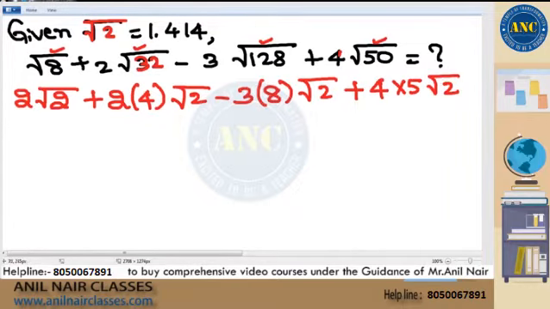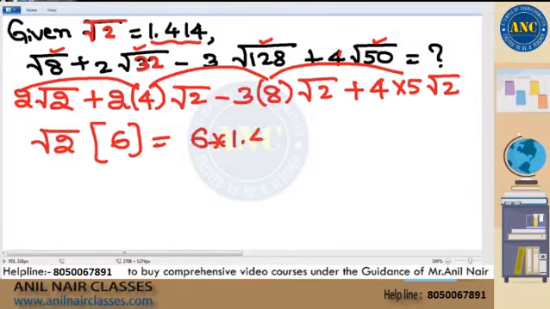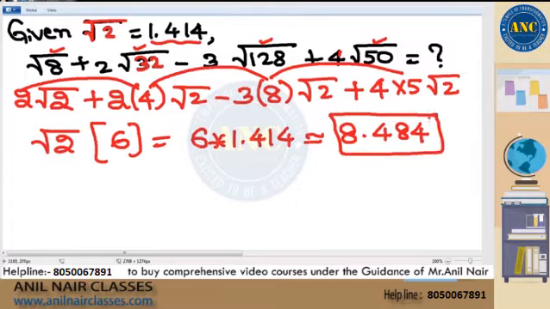If I simplify further, root 2 is a common factor everywhere. Taking root 2 common, 2 plus 8 is 10, 10 minus 24 is minus 14, minus 14 plus 20 is 6. It is 6 root 2. But root 2 is given as 1.414, so it is 6 into 1.414. The answer will be approximately 8.484. Check the answer options, and whichever option is closer to 8.484, mark that option and move ahead. The answer for this question is 8.484.